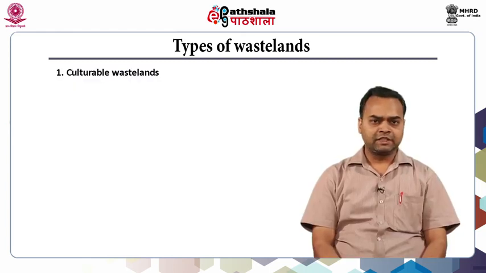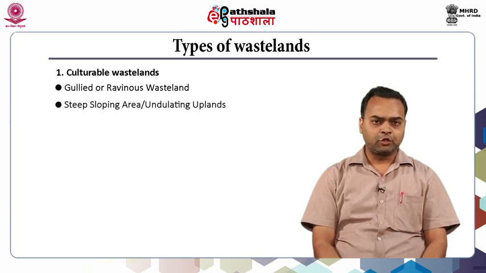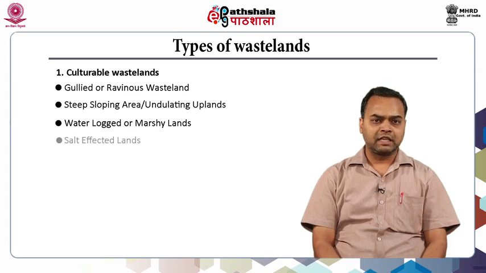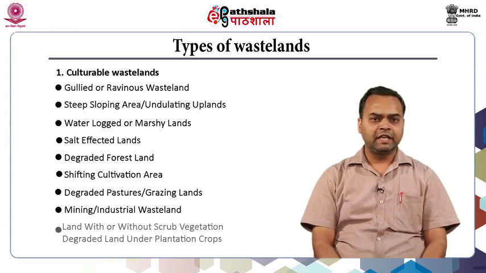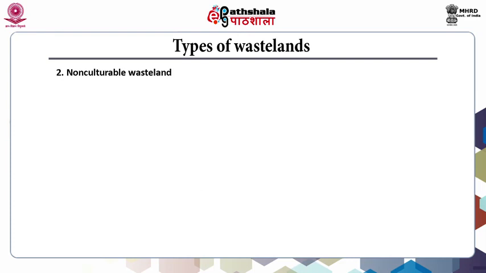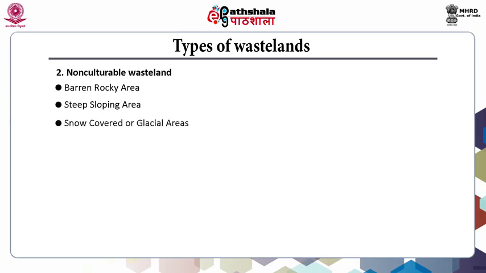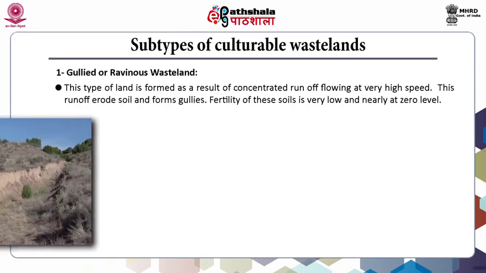For the types of cultivable wastelands, number 1 gullied or ravenous wasteland, then steep sloping area or undulating uplands, waterlogged or marshy lands, salt affected lands, degraded forest land, shifting cultivation area, degraded pastures or grazing lands, mining and industrial wasteland, land with or without scrub vegetation, degraded land under plantation crops. Then the types of non-cultivable wasteland are gullied or ravenous wasteland, barren rocky area, steep sloping area, and snow covered or glacial areas.